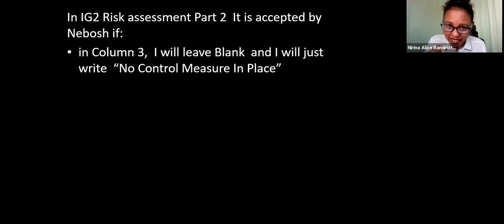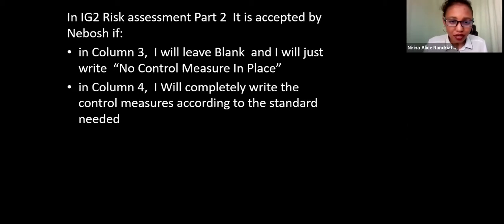You cannot have 10 hazards and the entire column 3, what are you already doing, is blank. No, it's not realistic because a company should have at least few controls in place already. So that's a little bit lazy. So you can do this for some of the hazards, but not all, not the entire 10 different hazards.